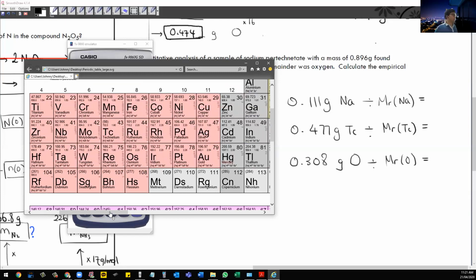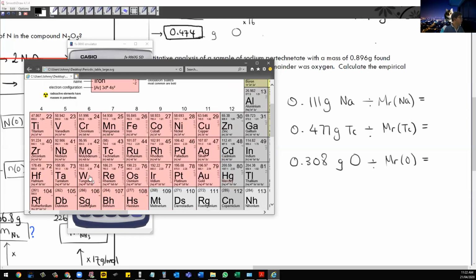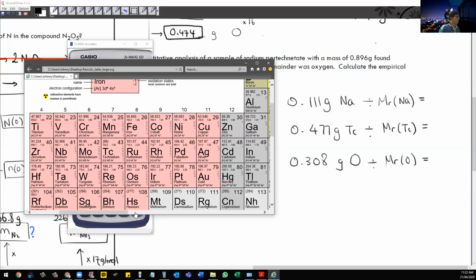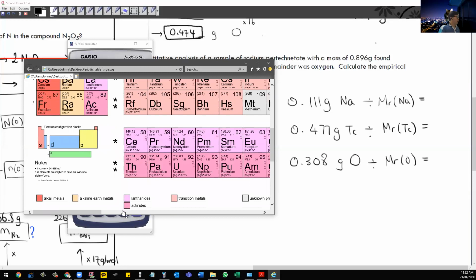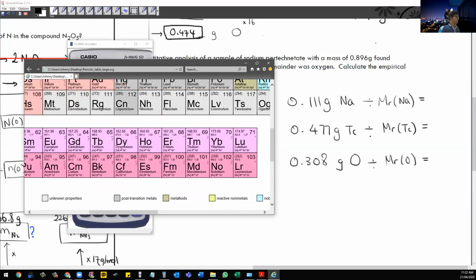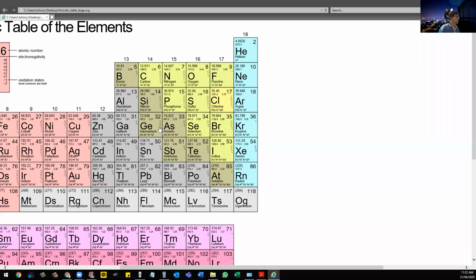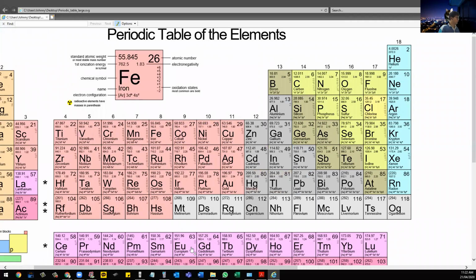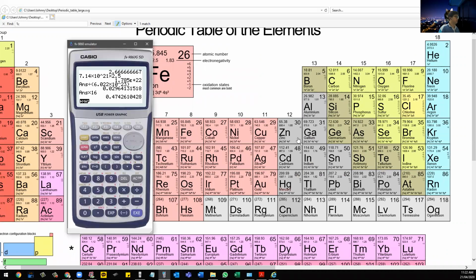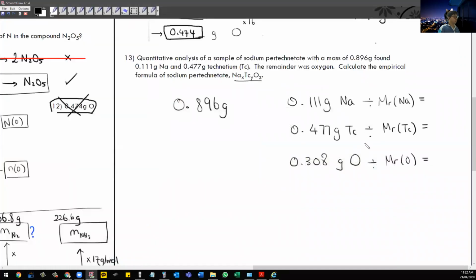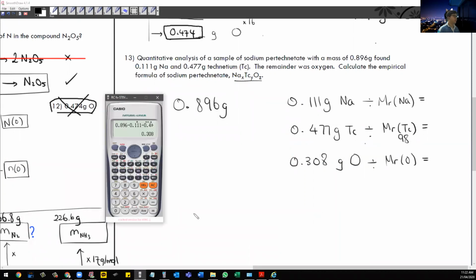It's a little bit warm in here. Okay. Technetium is, I can't find it. There you go. It's 98. Sorry, sodium was 22.99. Yep, 22.99.